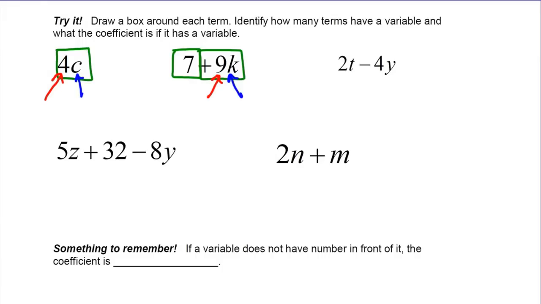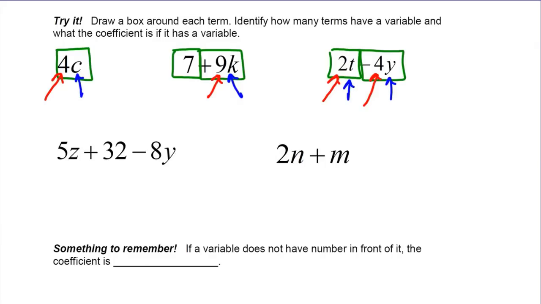The next one, 2t minus 4y. We have two terms, 2t and minus 4y. Both of the terms contain a variable. In the first term, t is the variable. In the second term, y is the variable. And then the coefficients, the first one is 2. The second one is 4, or sometimes we might refer to that as a negative 4 since there's a minus sign in front of it.